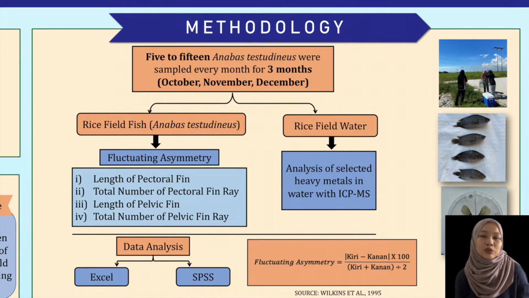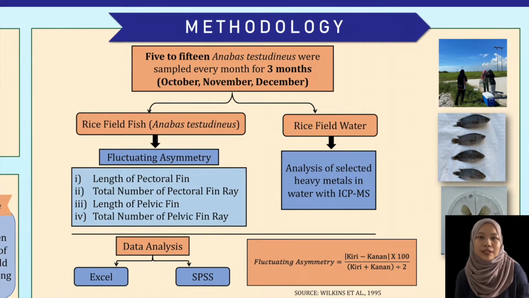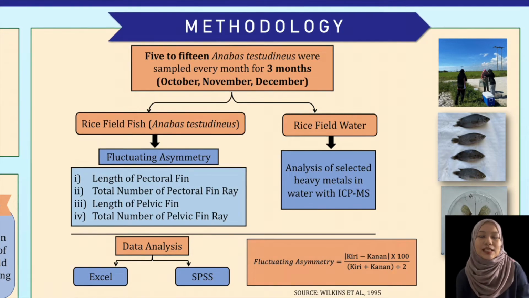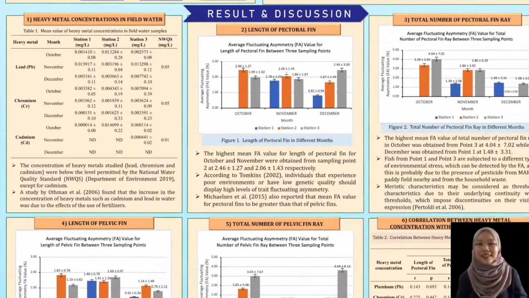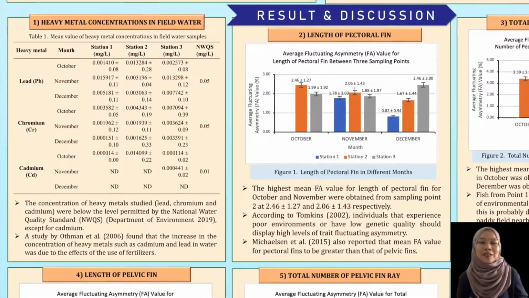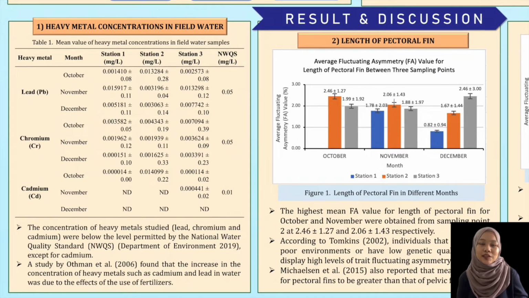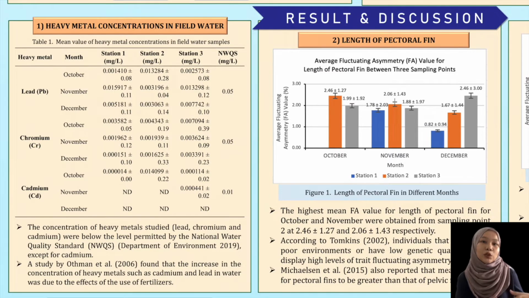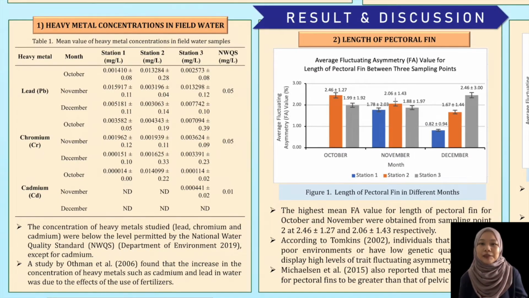Selected heavy metals in water were analysed using ICP-MS. And next, FA can be determined using this formula, which has been used in multiple research. Low levels of FA indicate more symmetrical features. Here comes the important part of my presentation today, which is the result and discussion. Based on the heavy metal concentrations in field water, the concentration of heavy metals studied were below the level permitted by the National Water Quality Standard except for cadmium.